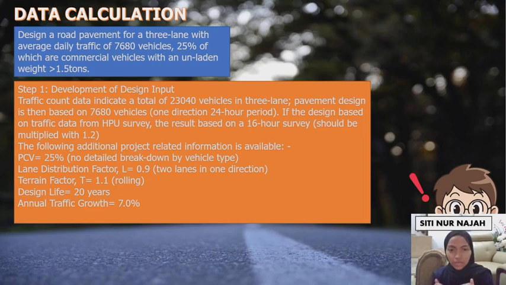So the related information listed is: PCV equals 25%, and the lane distribution factor is 0.9 because the existing road has 2 lanes in one direction, and the terrain factor is 1.1 because it is rolling. This pavement is designed for 20 years and the annual traffic growth is 7%.